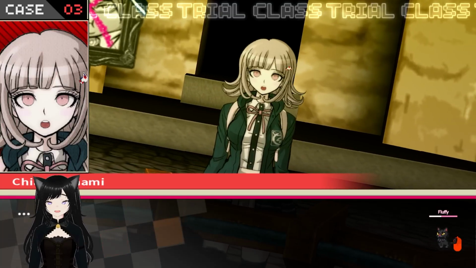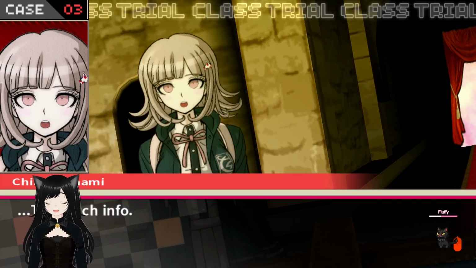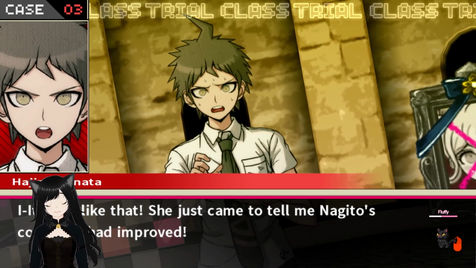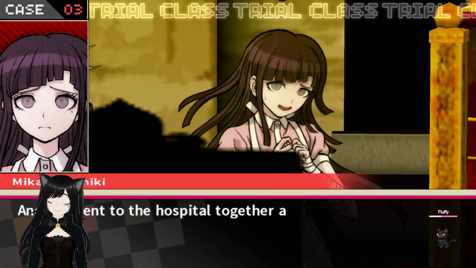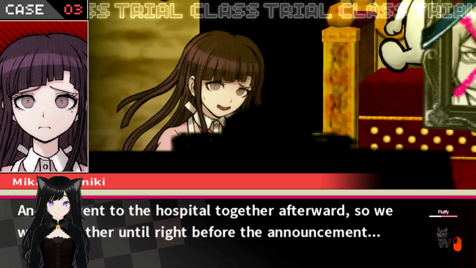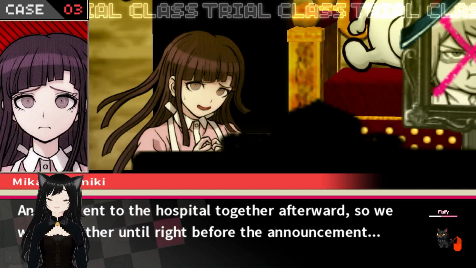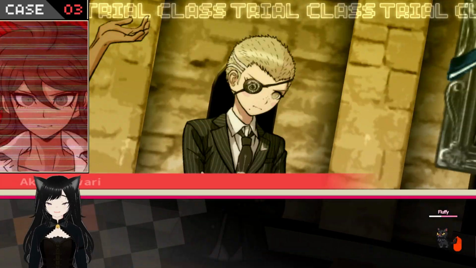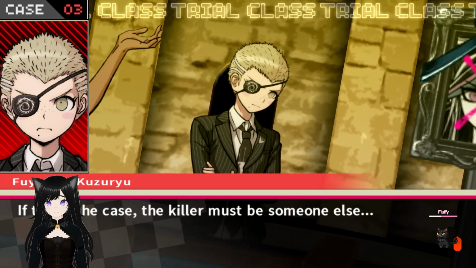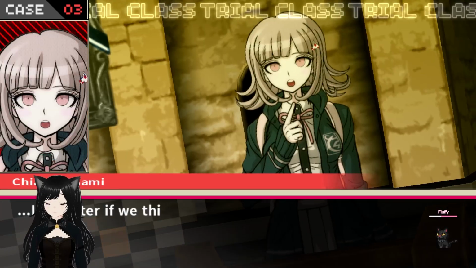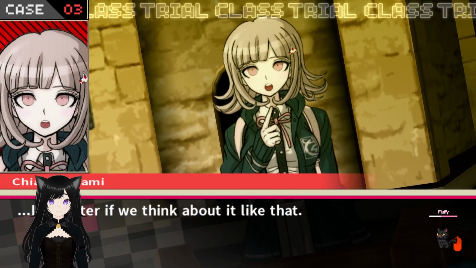Chiaki's like, right. Too much info. Right? I agree. Yeah, it's not like that. She just came to tell me Nagato's condition had improved. And we went to the hospital together afterward. Yes. So we were together until right before the announcement. Yes. I get it. You guys have alibis. Right. If that's the case, the killer must be someone else. Yeah, Fuyuhiko, you're looking kind of suspicious. It's better if we think about it like that.